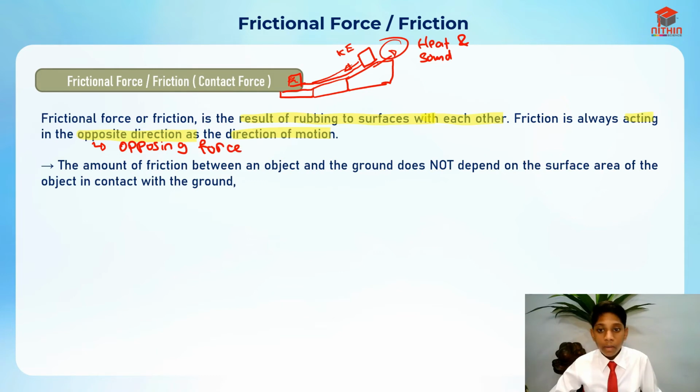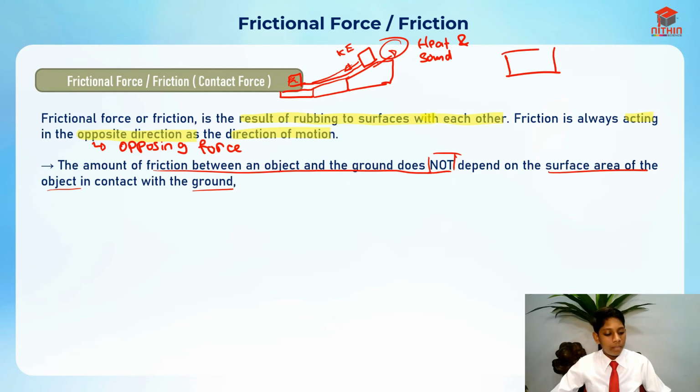force. The amount of friction between an object and the ground does not depend on the surface area of the object in contact with the ground. Many people think that the larger the surface area, the more friction it has, but actually that is not true, because friction is just an opposing force.